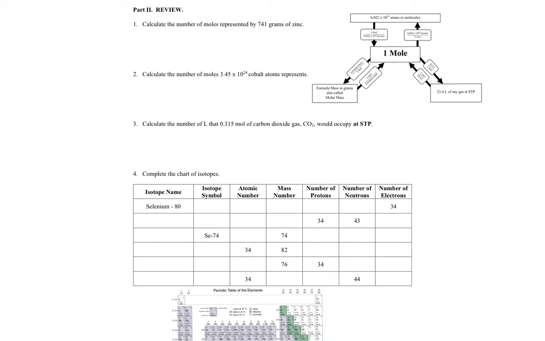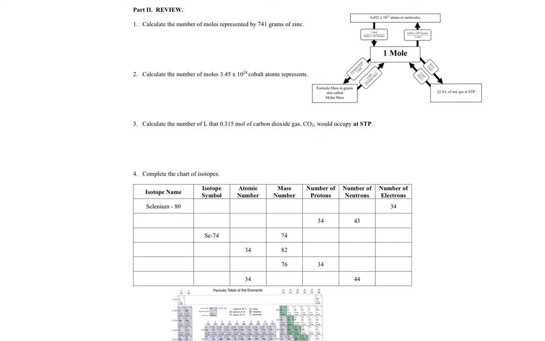What's up, everybody? Welcome to a part 2 review for your general chemistry midterm exam. This review will cover every question that you will see on part 2. The only difference is that the numbers and the chemicals and atoms will be different, but all the skills are the same.